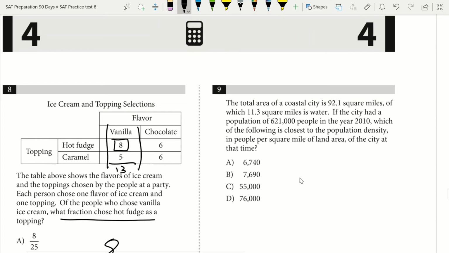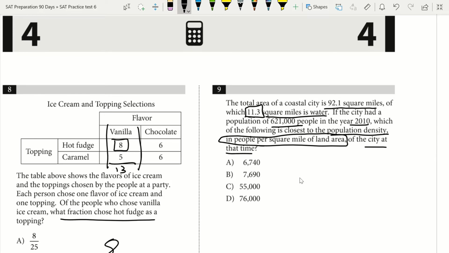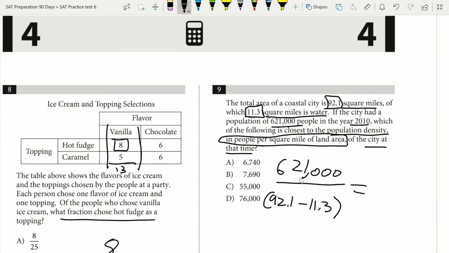All right, question number 9. It says the total area of a coastal city is 92.1 square miles, of which 11.3 square miles is water. If the city had a population of 621,000 people in the year 2010, which of the following is closest to the population density in people per square mile of land area? Key part there is that it's per square mile of land area of the city. Okay, that means we have to subtract our water area of 11.3 from our 92.1. So we're going to have our population of 621,000 all divided by our 92.1 total area, subtracting our 11.3 water area to get that land area.